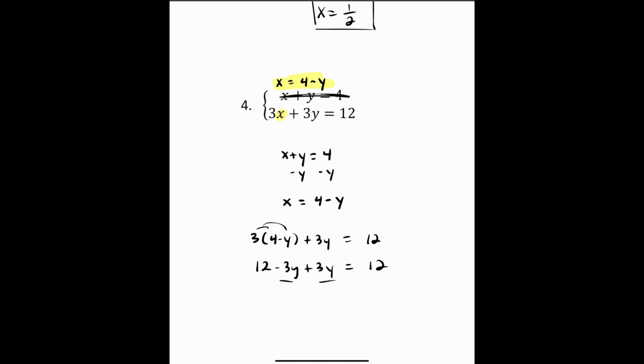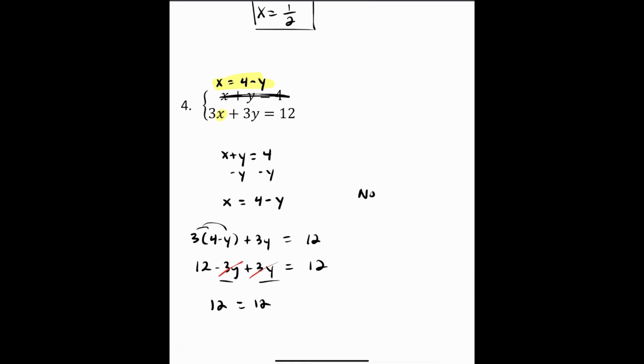And notice we have negative 3y plus 3y. How many y's do we have? We have 0, right? So basically, these two terms cancel. So I'm left with 12 on the left-hand side of the equal sign and 12 on the right-hand side of the equal sign. So we don't have any variables. We have a statement.